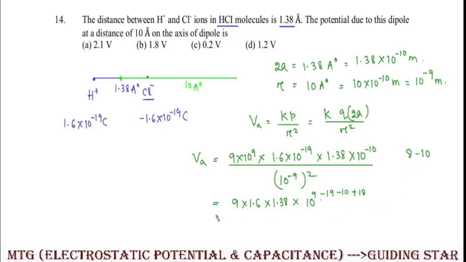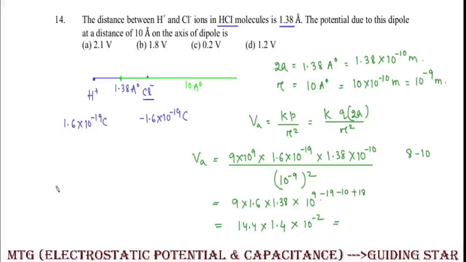So 9 into 1.6 into 1.38. This calculation, multiplication, will tell us. So here 1.6 into 9, so 16 into 9 gives us 144, that means it will be 14.4 into 1.38. We can take it approximately as 1.4. हम थोड़ा बढ़ा रहे हैं, clear? So finally, this particular value will be 10 to the power minus 2.